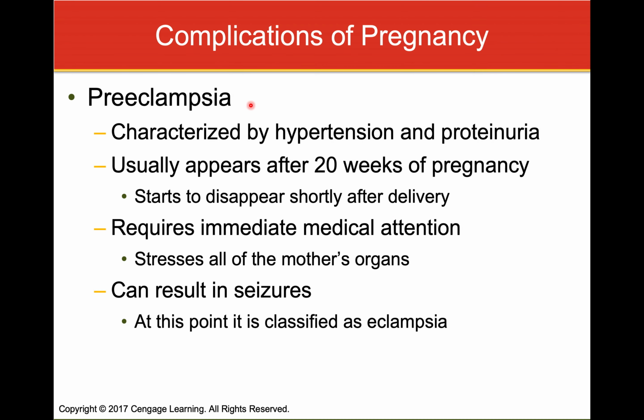The third complication that we learn about in this course is called preeclampsia, and this is characterized by high blood pressure and also proteinuria, which is when you have protein in your urine. This typically appears after 20 weeks of pregnancy, and it starts to disappear shortly after delivery. It requires immediate medical attention because it stresses all of the mother's major organs, and it can result in seizures. Once the seizure occurs, it is classified as eclampsia. So the cure, if somebody has preeclampsia, is to have the baby.